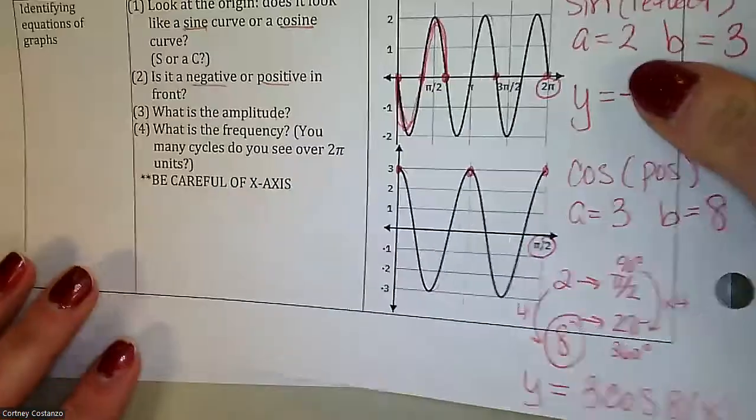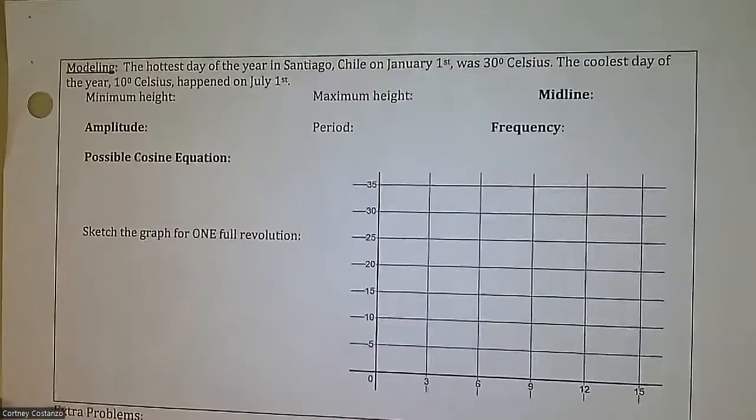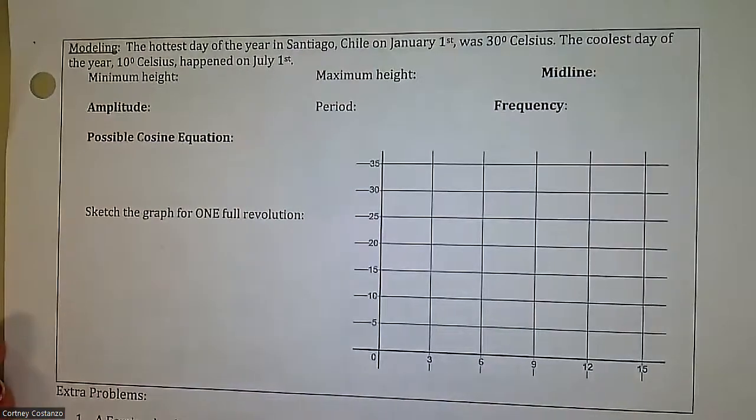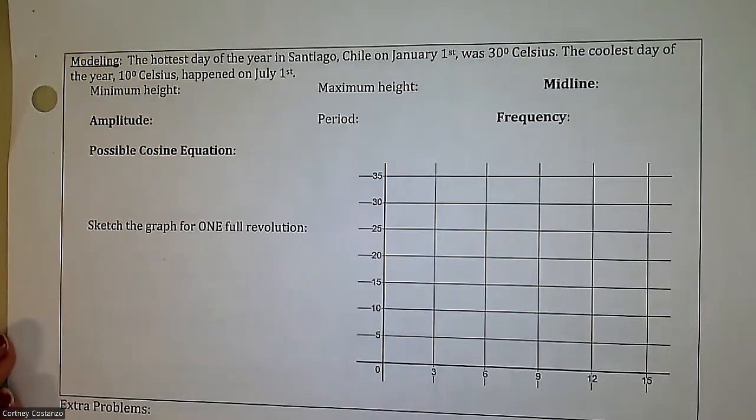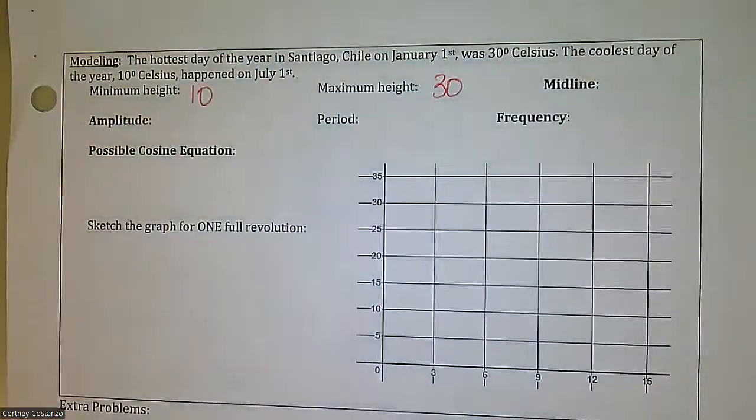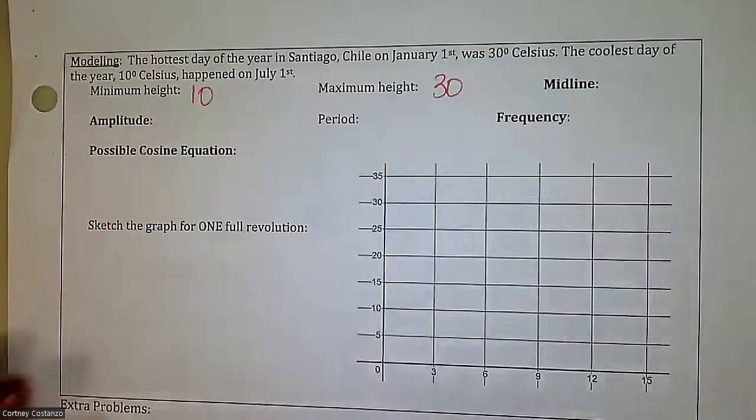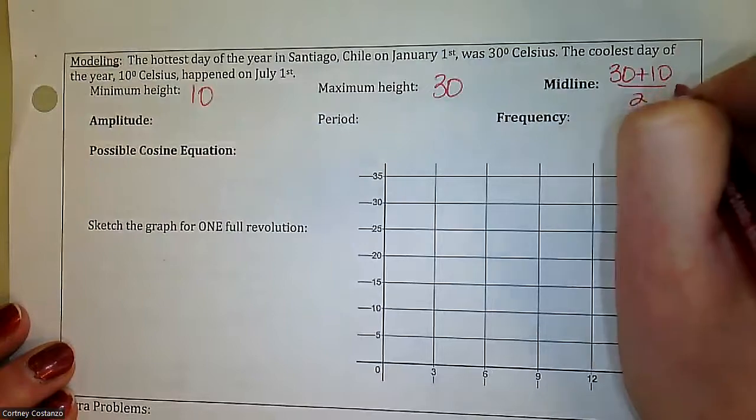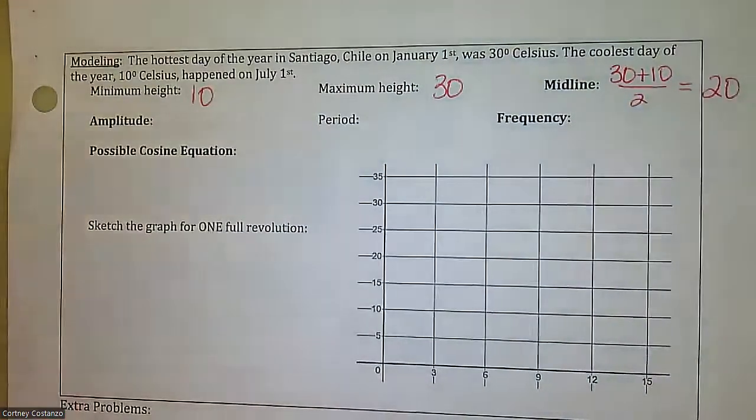All right, let's put this all together and do an application problem. So the hottest day of the year in Santiago, Chile, on January 1st is 30 degrees, and the coldest day is 10 degrees. Well, that sounds like a maximum and a minimum to me. So if the hottest is 30 degrees and the coldest is 10 degrees, there's my max and min. That helps me a lot to find my midline, because my midline is my max plus my min divided by 2. Essentially, I'm finding the average between the two.